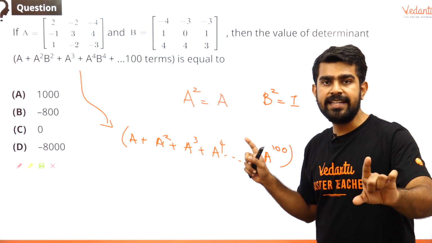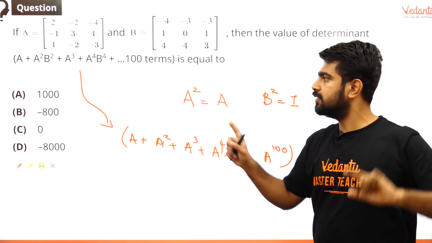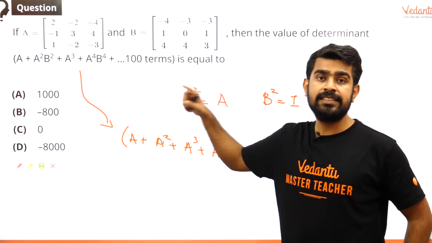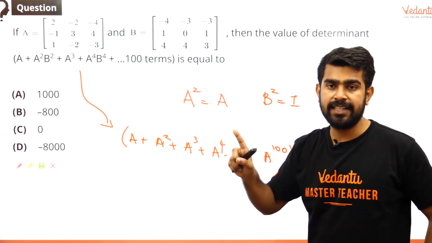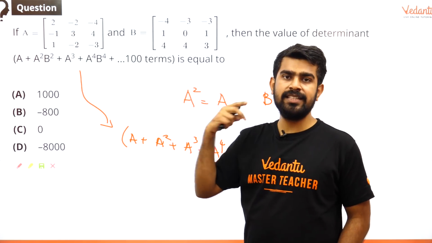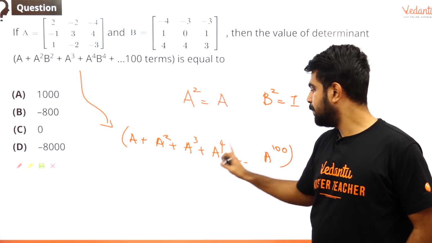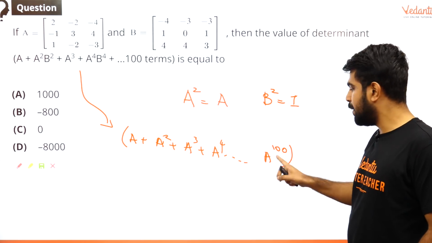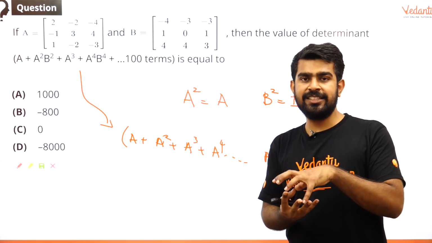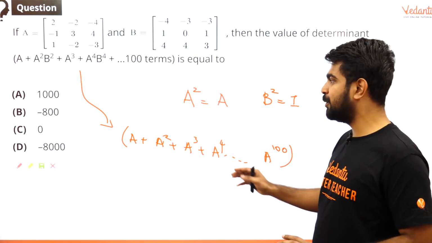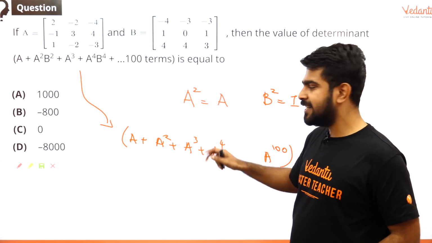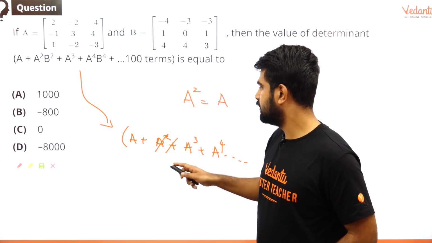B square was equal to I, right? So B to the power any even power is going to be equal to I. So B square, B power 4, B power 6, B power 8 and all the way up to B power 100 will be equal to I. Okay, and you multiply I with anything, you get the same matrix. That's why I have written A square, A power 4, A power 6, A power 8 and A power 100. Is that clear? So now I have simplified my question. I am slightly happy, but still there's a long way to go. Let us do that as well. Now A square is equal to A. Isn't that right?